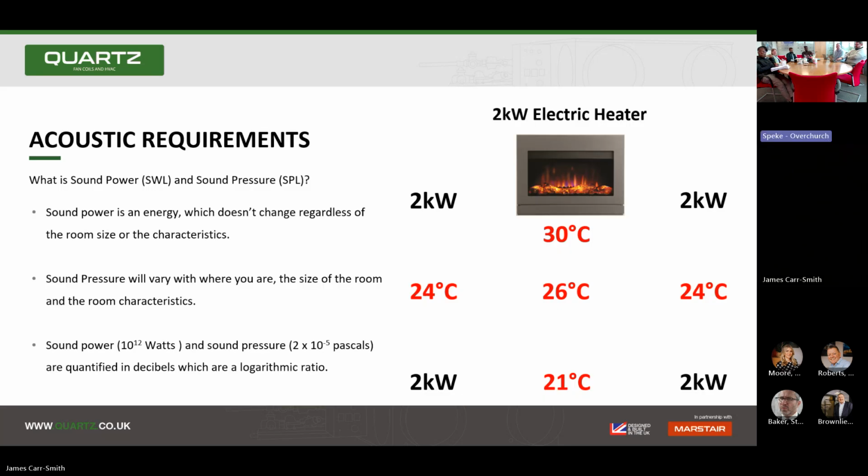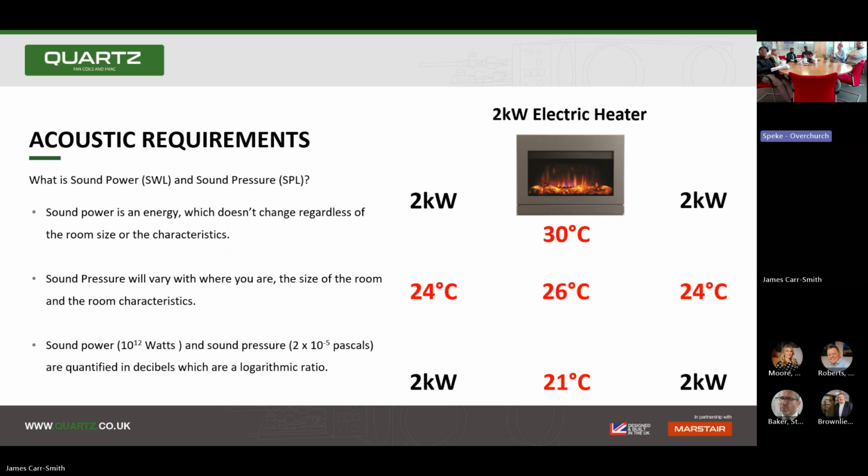Right, and acoustics. So acoustics, we typically talk about two different things in our industry: sound power, or SWL, or sound pressure, SPL. My little example on the right-hand side is the best way I've always found to describe it to people. So sound power is an energy, it doesn't change. If you have a 2 kilowatt heater in the corner of a room, it gives out 2 kilowatts, whether you stood at the back of the room, in front of it, or in a completely different room. So that's what we say is the sound power.